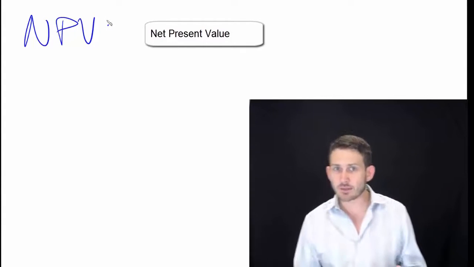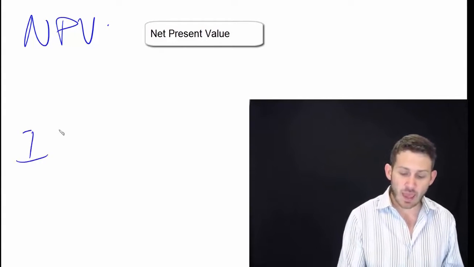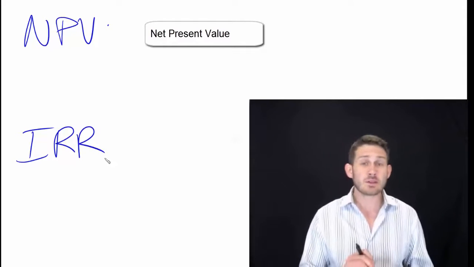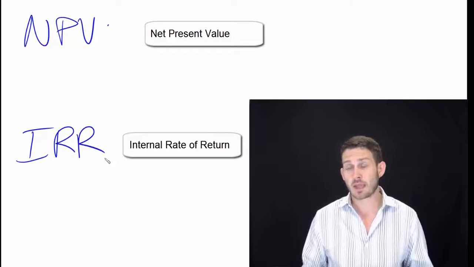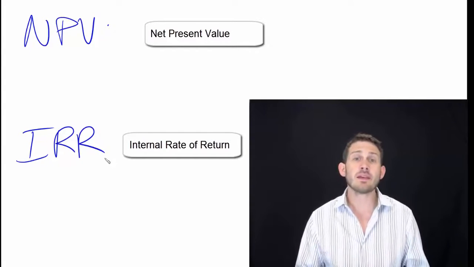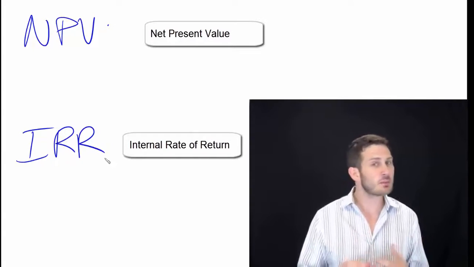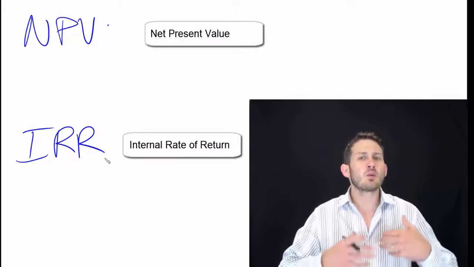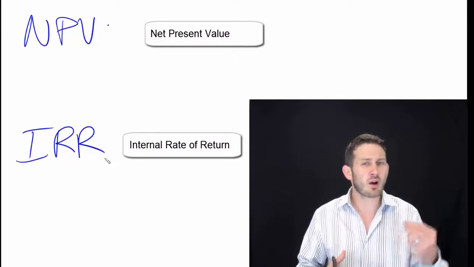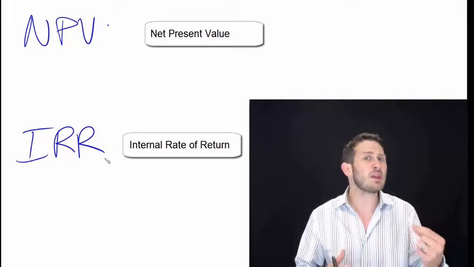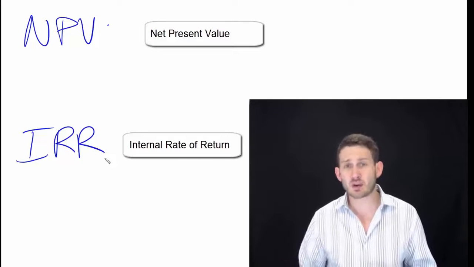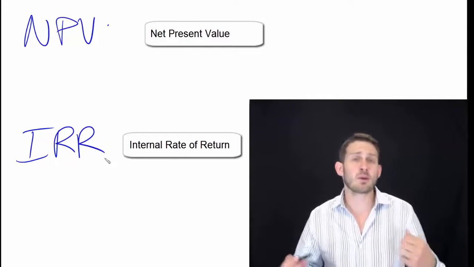The second concept is known as IRR. IRR stands for internal rate of return. The internal rate of return is another process. It's very similar to net present value, except it's basically what our return is going to be if we set our net present value equal to 0. It's what kind of return we need to have to generate that basic required return.